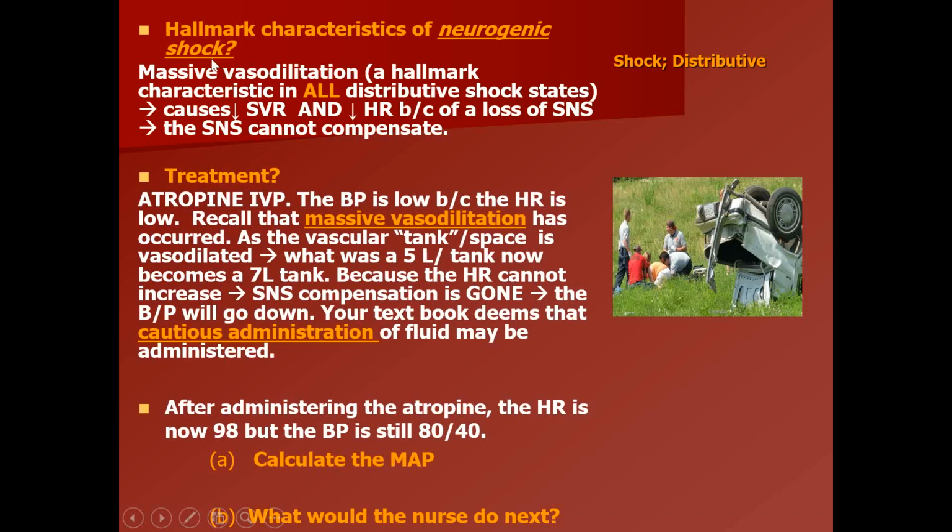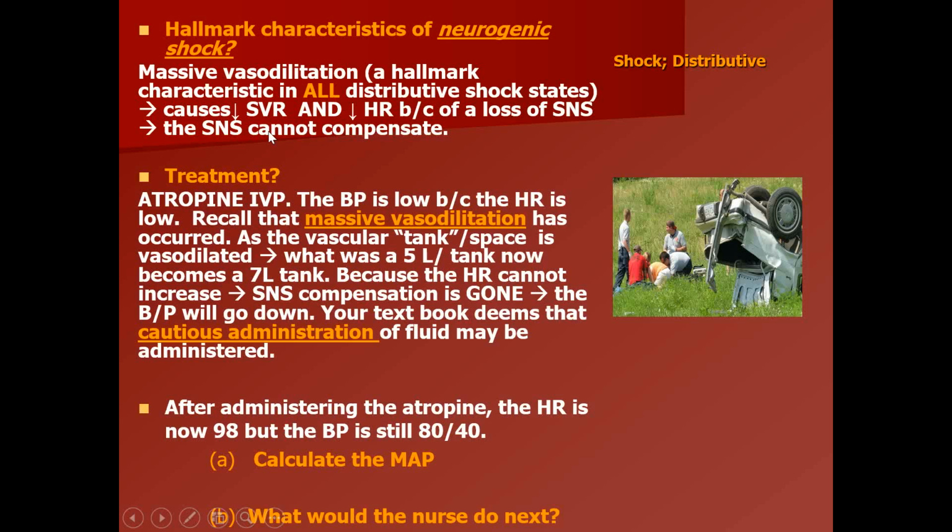So this occurs when there is a problem with the spinal cord, when there's a spinal cord injury. And of course, the hallmark sign and symptom for every distributive shock is vasodilation. And that vasodilation, with any kind of shock, will activate the sympathetic nervous system, except in neurogenic shock, because with the spinal cord, the sympathetic nervous system can't be reached. And so the sympathetic nervous system is out, and the parasympathetic nervous system rules. And that is the cause for your low heart rate.